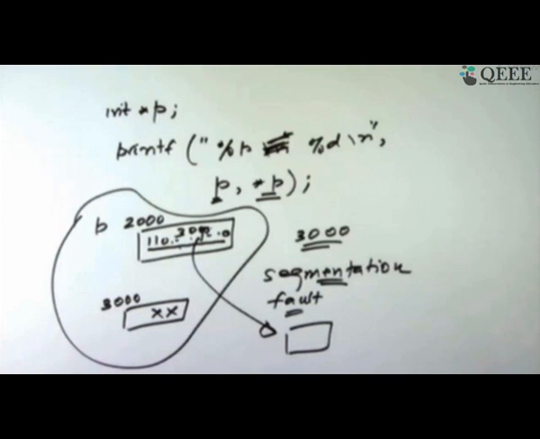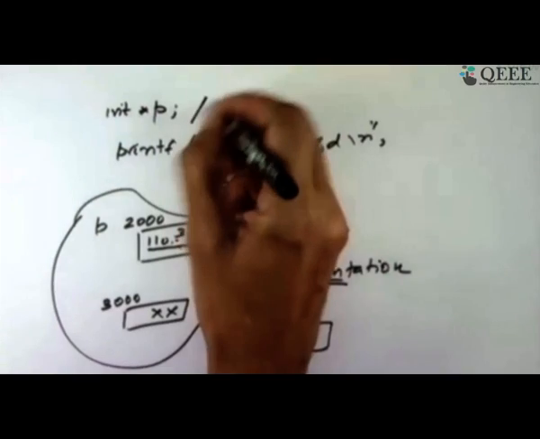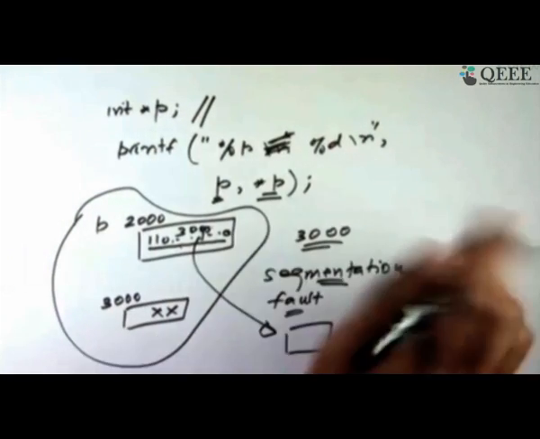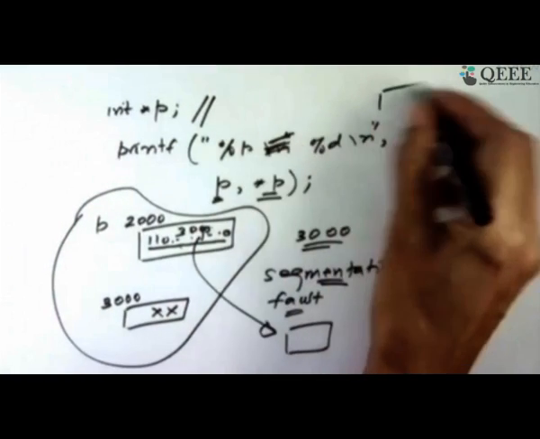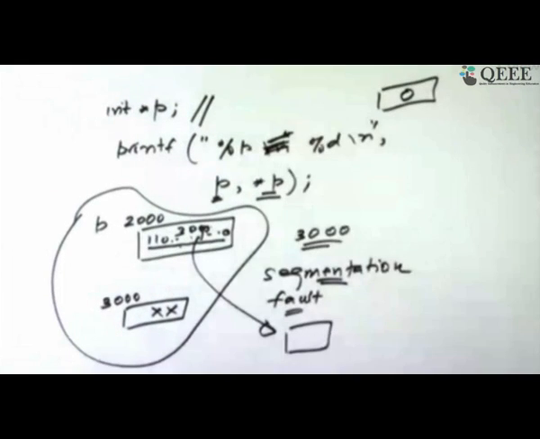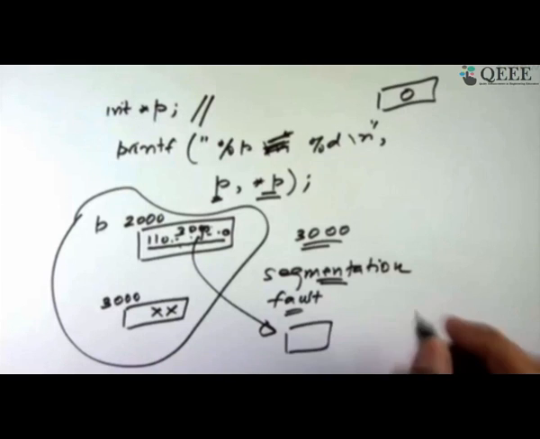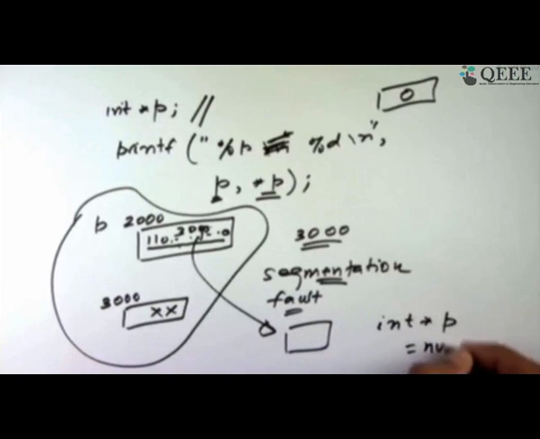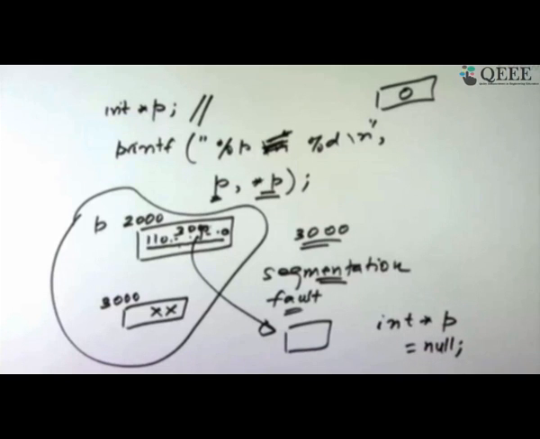And the reason is, as your friend correctly said, this is a very wrong thing to do. Some compilers that are good, seeing it's a pointer, might put the null pointer or 0, but you can't guarantee that. So the correct thing will be, if you really want it, you should put int star p equals NULL or 0, and then you have actually done what you want.